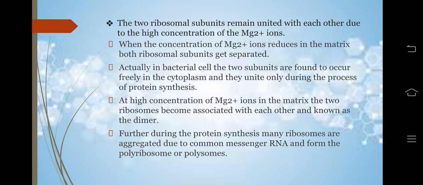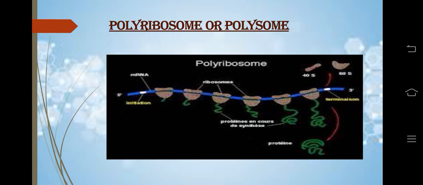The two ribosomal subunits remain united with each other due to a high concentration of Mg2+ ions. When the concentration of Mg2+ ions reduces in the matrix, both ribosomal subunits get separated. Actually, in bacterial cells, the two subunits occur freely in the cytoplasm and unite only during the process of protein synthesis. At a high concentration of Mg2+ ions in the matrix, the two ribosomes become associated with each other and are known as a dimer. Further, during protein synthesis, many ribosomes aggregate on a common messenger RNA and form the polyribosome or polysome. You can see the polyribosome structure.